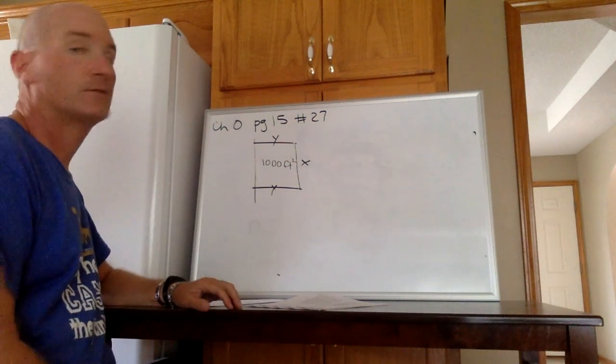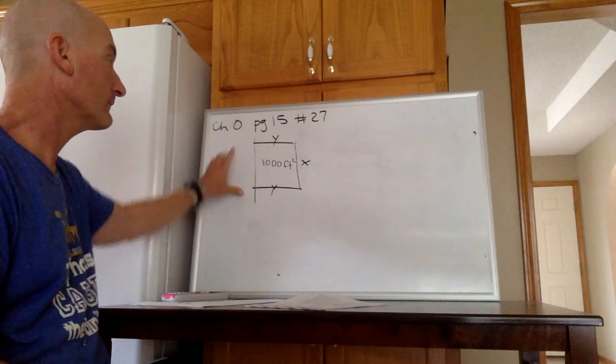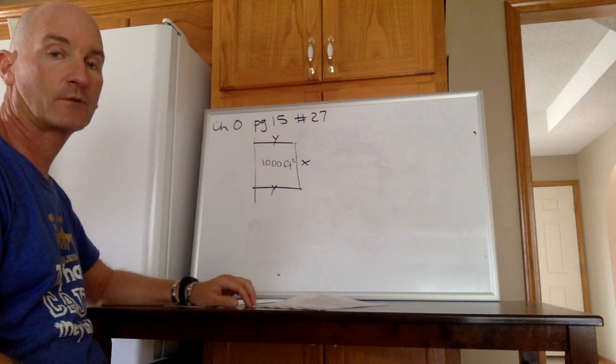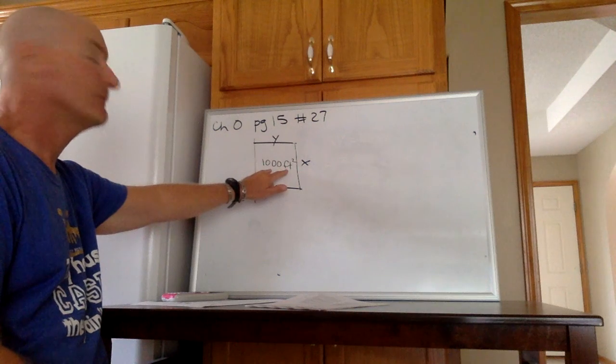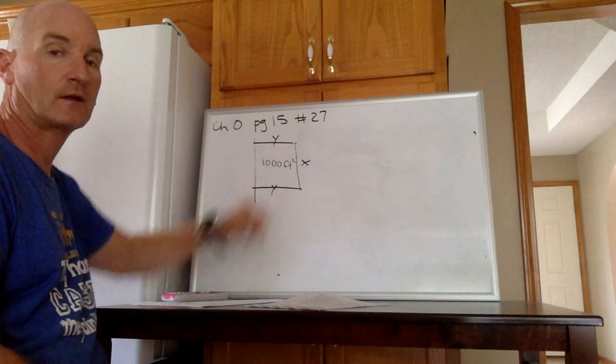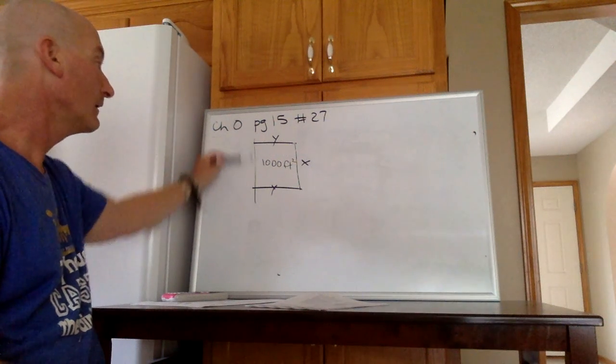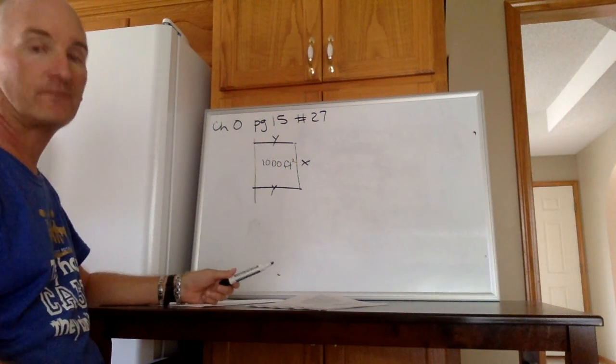This is page 15, number 27. I have the illustration already drawn according to the description of the problem. The area of the region stays fixed at 1,000 square feet. This length of the wall, at most, is 100 feet.